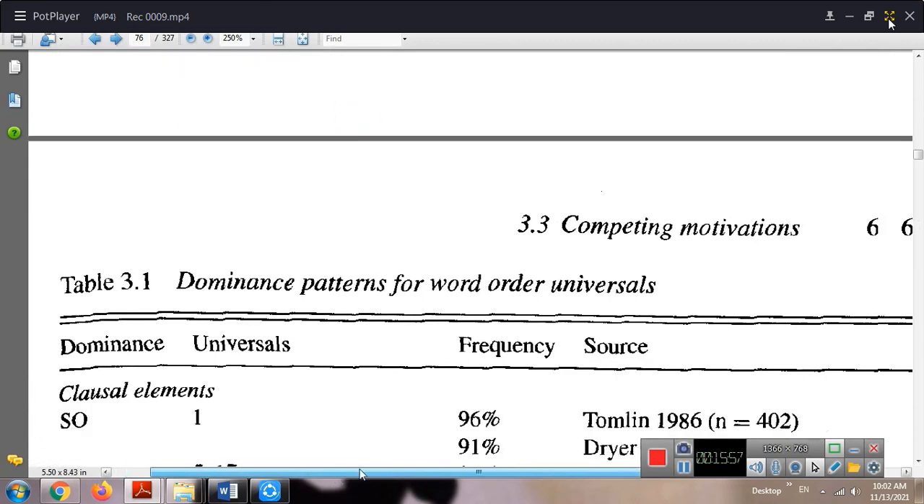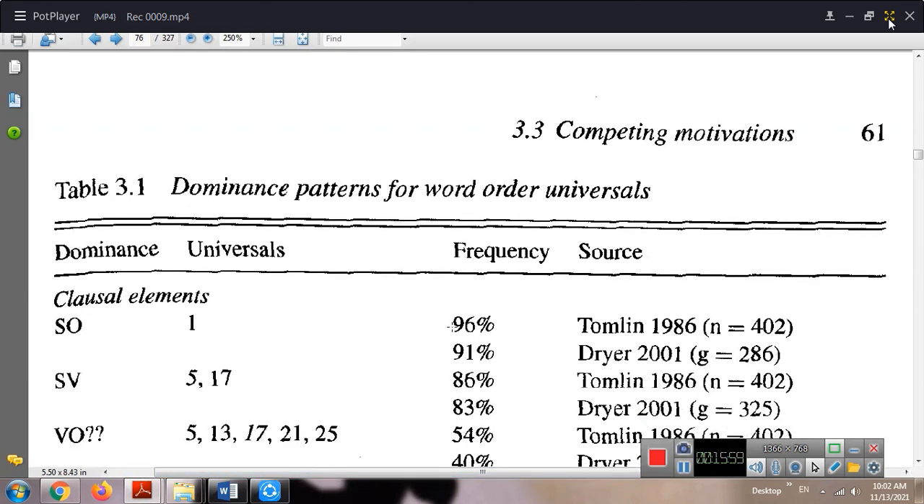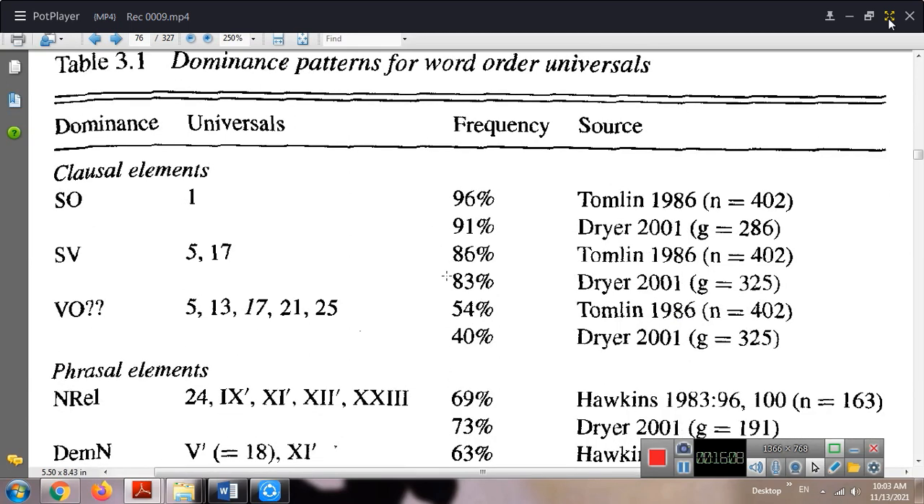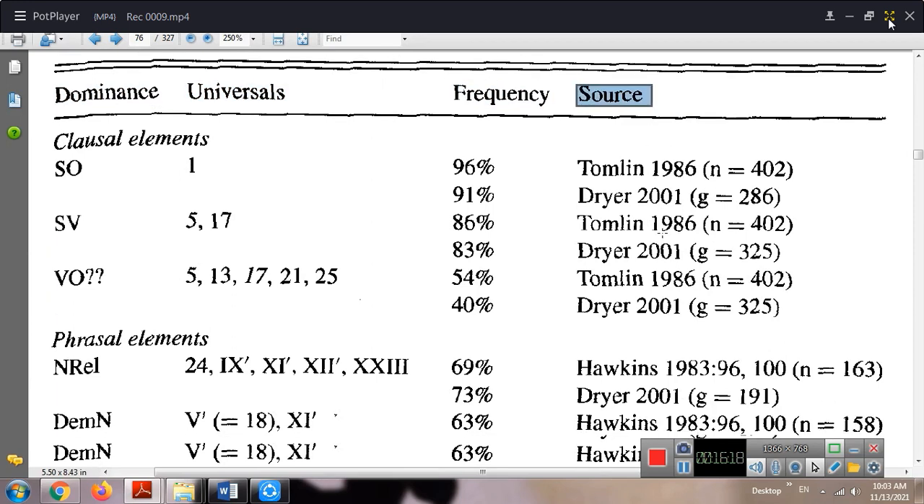Here we have a table in which the dominance patterns for order universals are shown. Here we have the dominance, the number of universals in different studies, their frequency and their source. You know that Greenberg was not the only one to study typology in different languages. Dryer, Tomlin, Hawkins and others did that.